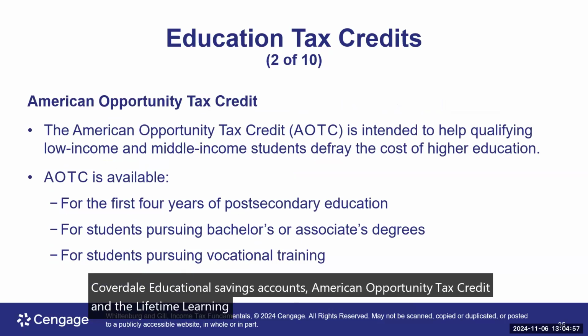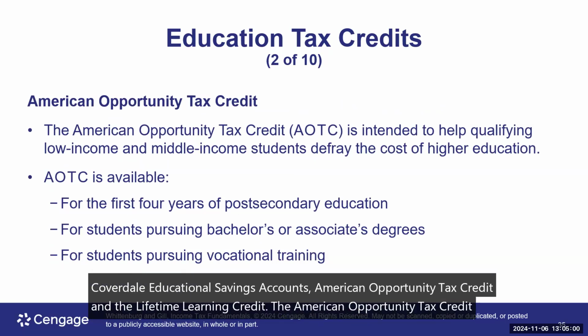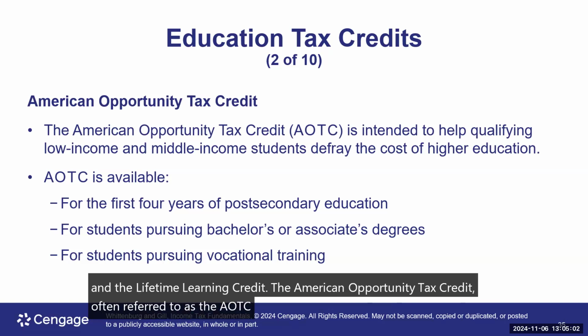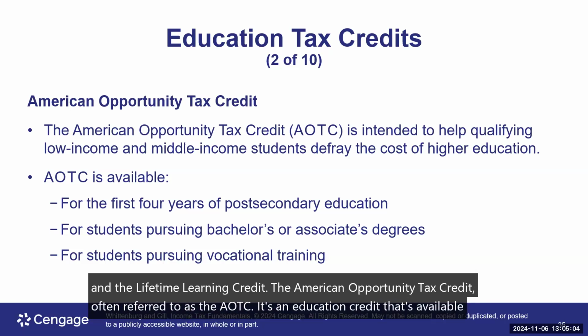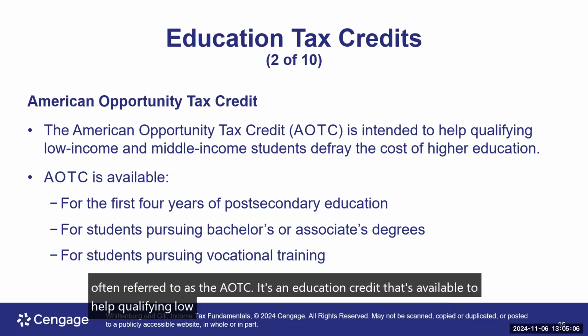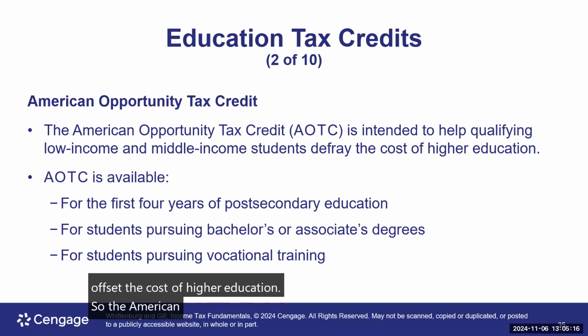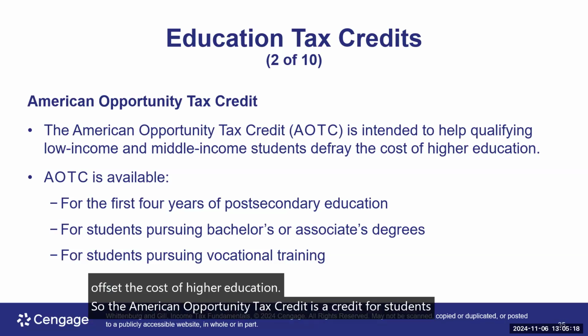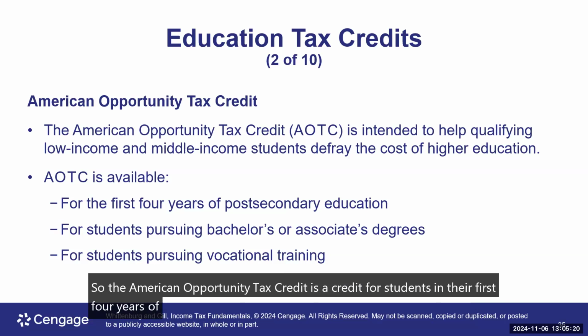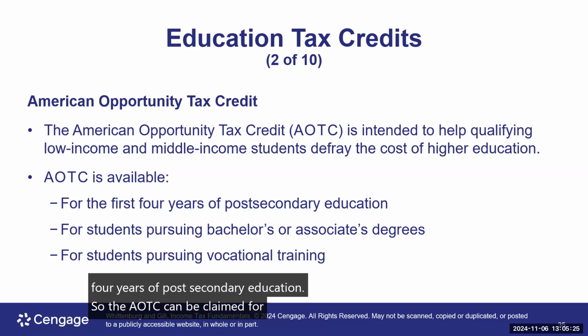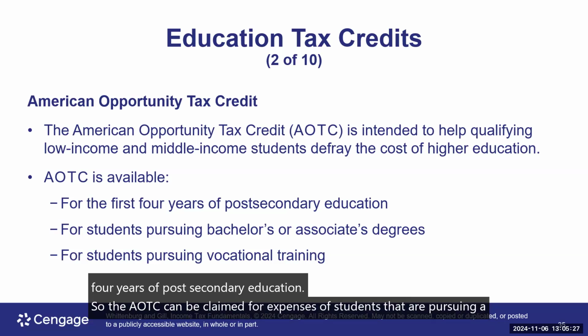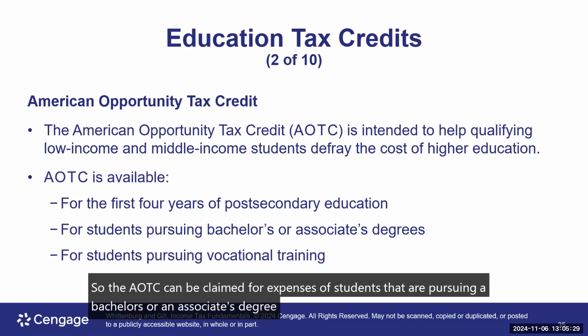The American Opportunity Tax Credit, often referred to as the AOTC, is an education credit that's available to help qualifying low-income and middle-income individuals offset the cost of higher education. It is a credit for students in their first 4 years of post-secondary education. The AOTC can be claimed for expenses of students that are pursuing a bachelor's or an associate's degree or vocational training.